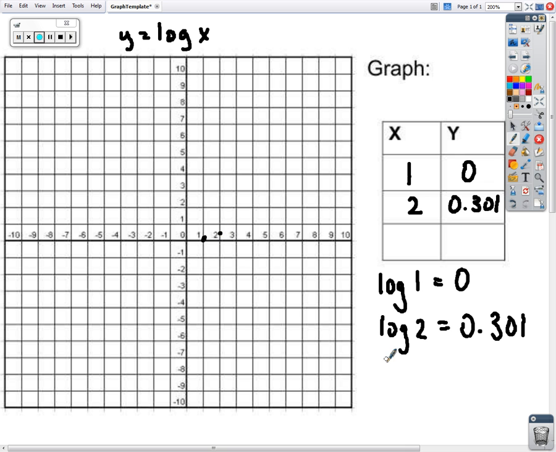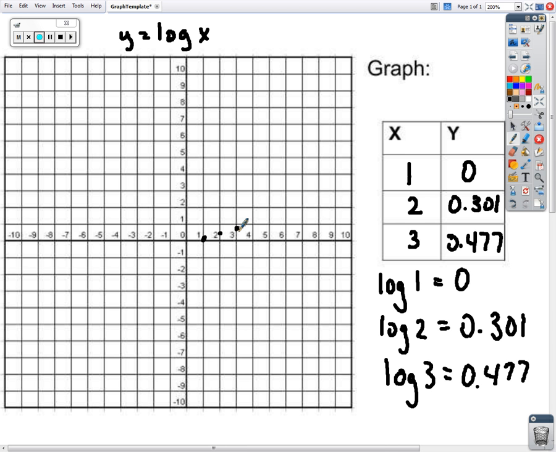And then do it again for x equals 3. y is about 0.477. Again, you'd have to put these in the calculator to figure out what they are. So if you go over 3, that's at about 1/2, so it's going to be about right here. Oh, it's a little too high.